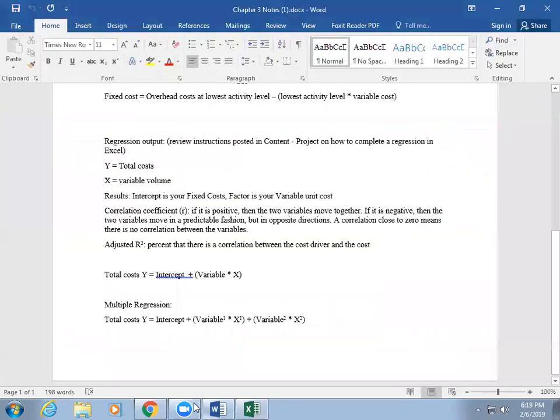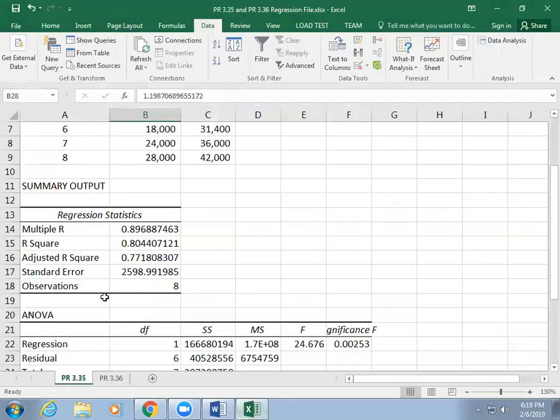And in your notes, I talk a little bit about the results. Again, intercept is your fixed cost, and then the factor is your variable unit cost. And then there's just a little bit of information about what the other results mean. The biggest thing we'll look at is the correlation coefficient R, which in this case, the R square or the multiple R is 0.89. They're both positive.